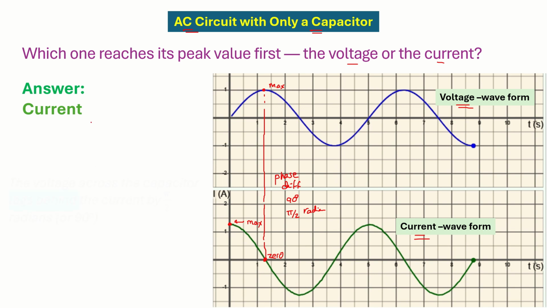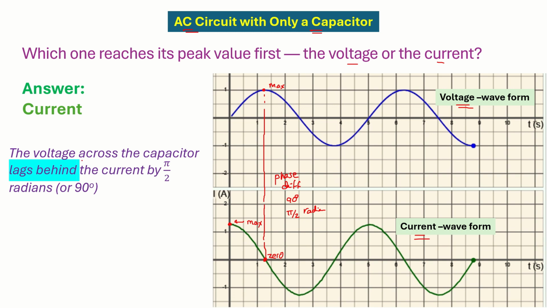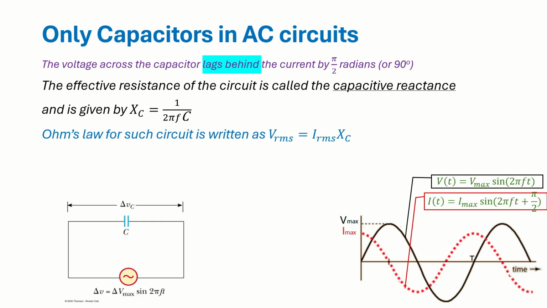So in short, the current is giving the maximum value first. So we say the current leads the voltage by 90 degrees phase, or in the opposite way, we can say the voltage lags behind the current by 90 degrees. Clear? Let's study some more things. This is the circuit symbol for the capacitor connected to an AC source.